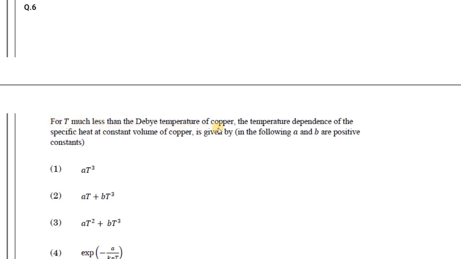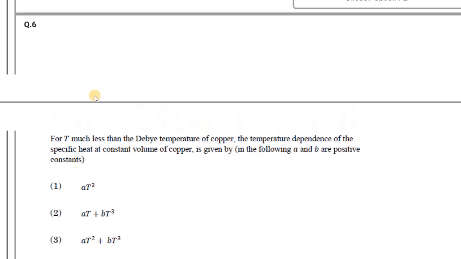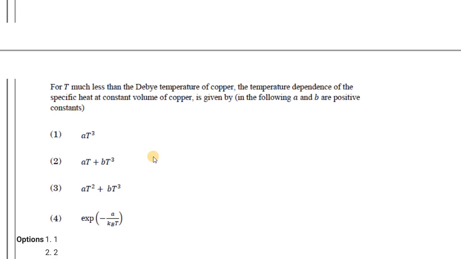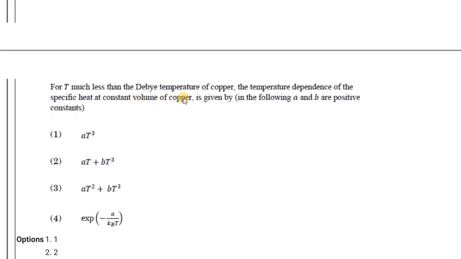T much less than theta_D, the temperature dependence of copper. So what is the temperature dependence of specific heat? Lattice specific heat, lattice vibration, that is T^3. But in the question, is it mentioned that only lattice vibration? No, it asks for the temperature dependence of specific heat. So the lattice contribution will be there, and the other part will be the electronic contribution. Copper will have both lattice and electrons.